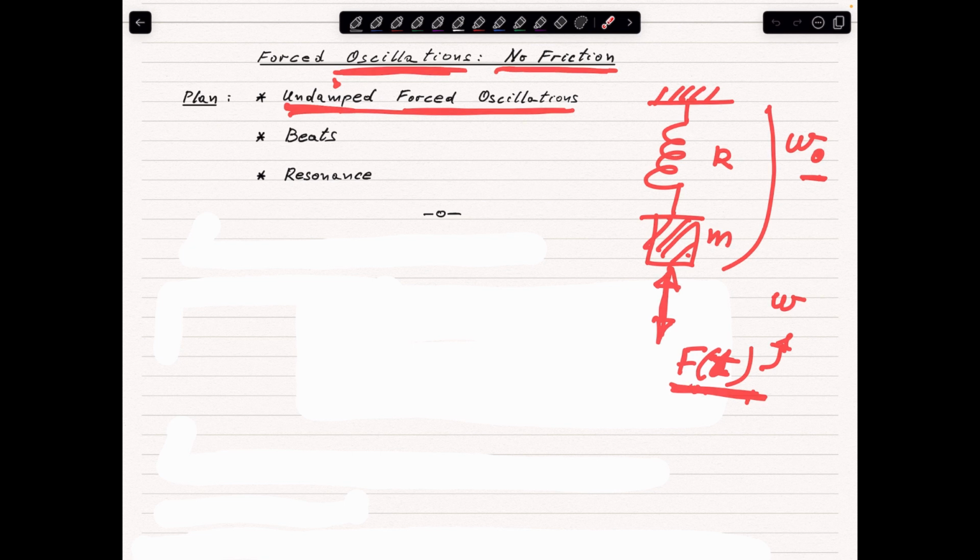We are going to study two main cases here. One case is when the driven frequency is somehow similar to the natural frequency of the system, and in that case the phenomenon of beats appears. We are going to describe what that is, and then we are going to study the case when the driven frequency is exactly equal to the natural frequency of the system, and in that case we have what is called resonance. So understanding beats and resonance in a system like this is the plan for the video today.